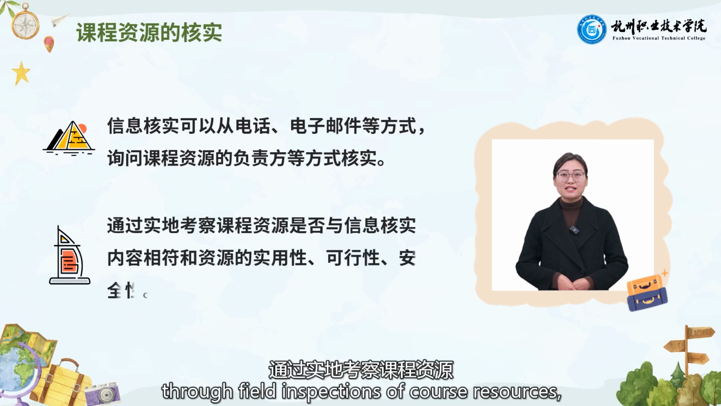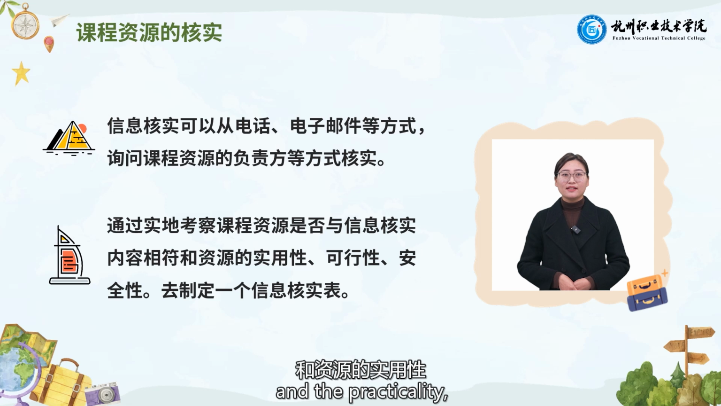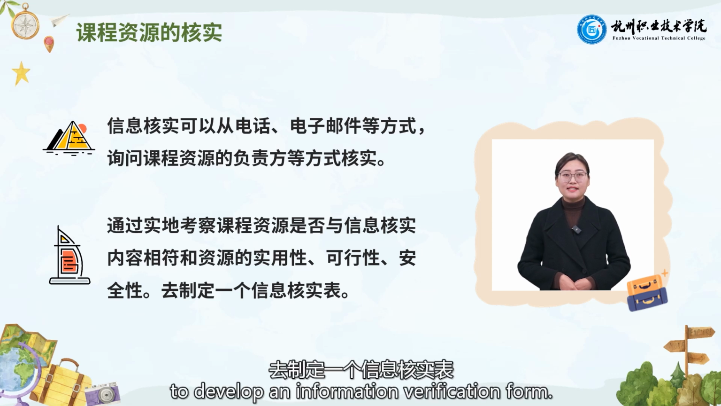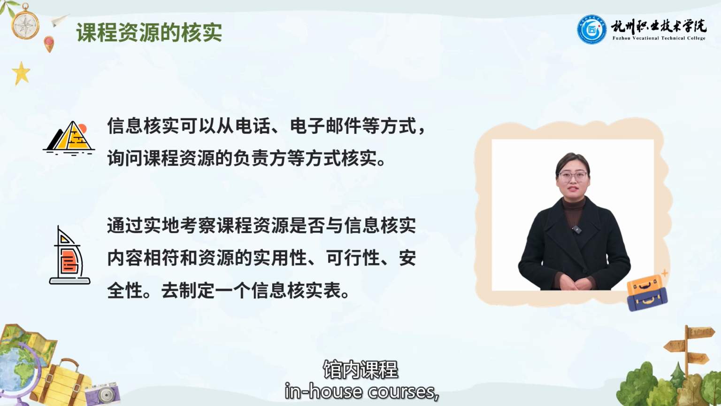Secondly, through field inspections of course resources, we check whether they match the information verified, and the practicality, feasibility, and safety of resources, to develop an information verification form. For example, we need to understand the number of receptions, reception time, in-house courses, course content, course design, etc.